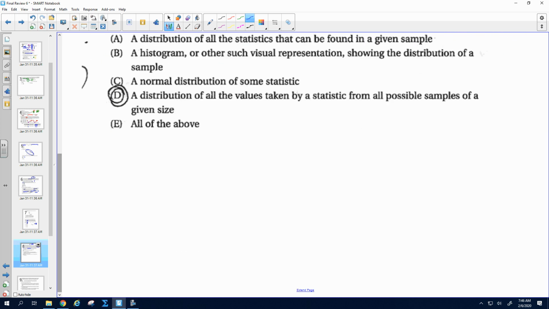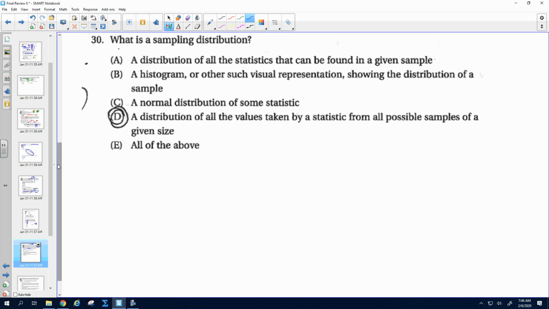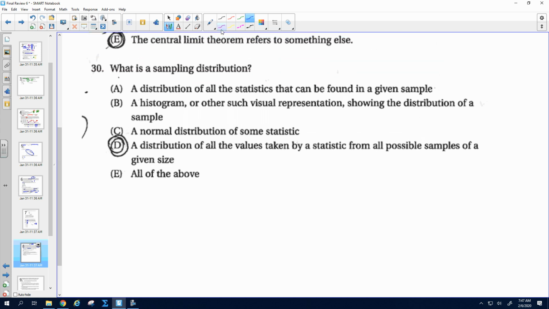Okay, what is a sampling distribution? It's every possible way you could take a simple random sample of size whatever from the population. So for this one, a distribution of all the values taken by a statistic from all possible samples of a given size. There you go, D.